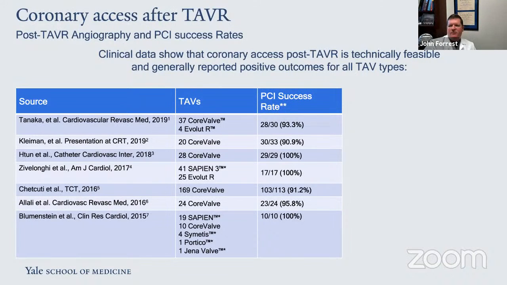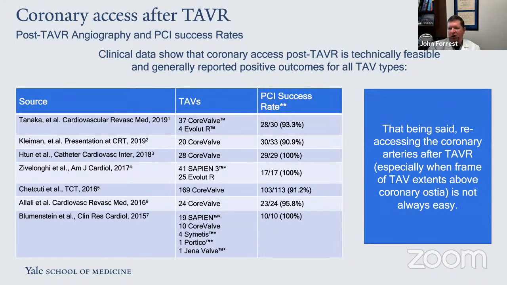It's a great point. So let's talk a little bit about coronary access after TAVR. Within the literature, the clinical data shows that your PCI success rates tend to be greater than 90%. That being said, reaccessing the coronary arteries after TAVR, especially when the frame of the TAVR extends above the coronary ostia, is often not easy. And selective engagement may not always be possible.